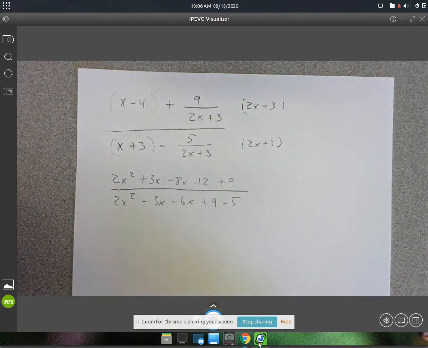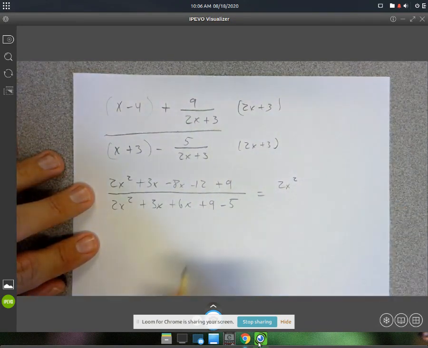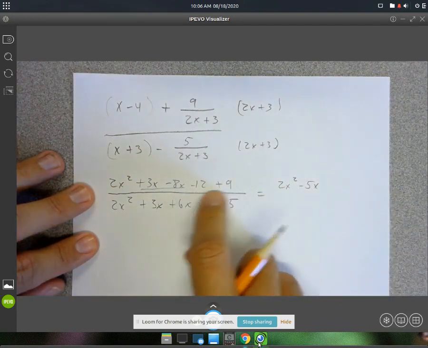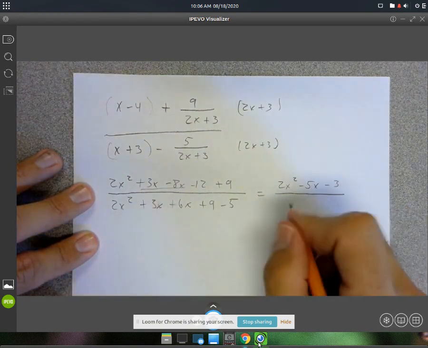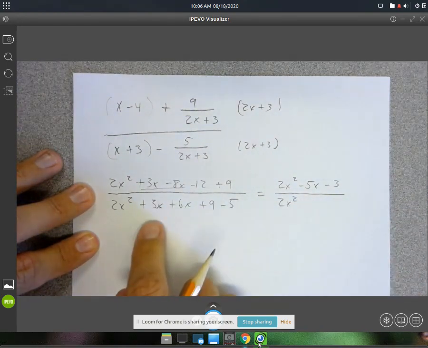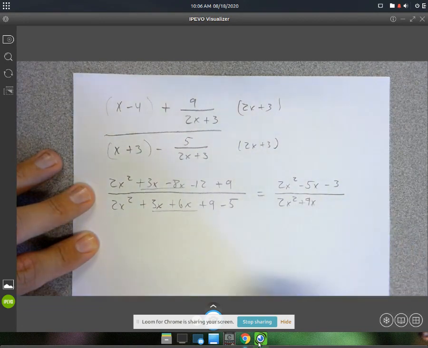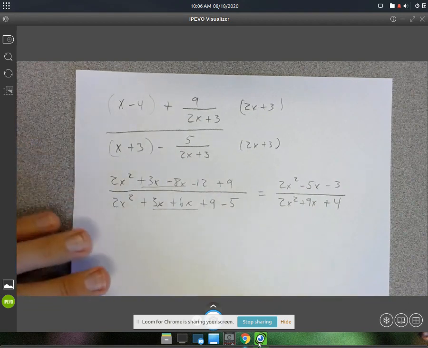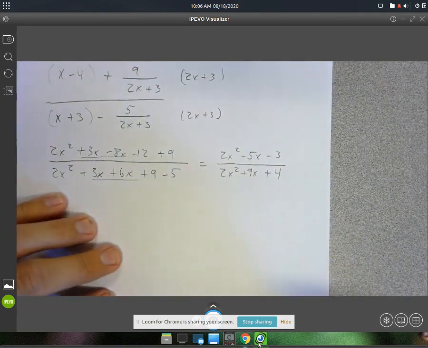All right, let's combine common terms. 2x squared, we'll have negative 5x. This will be negative 3. 2x squared, this will be a 9x. And then this will be a 4. And yeah, we actually have to try to factor this. There's a chance we might have a factor that cancels here.